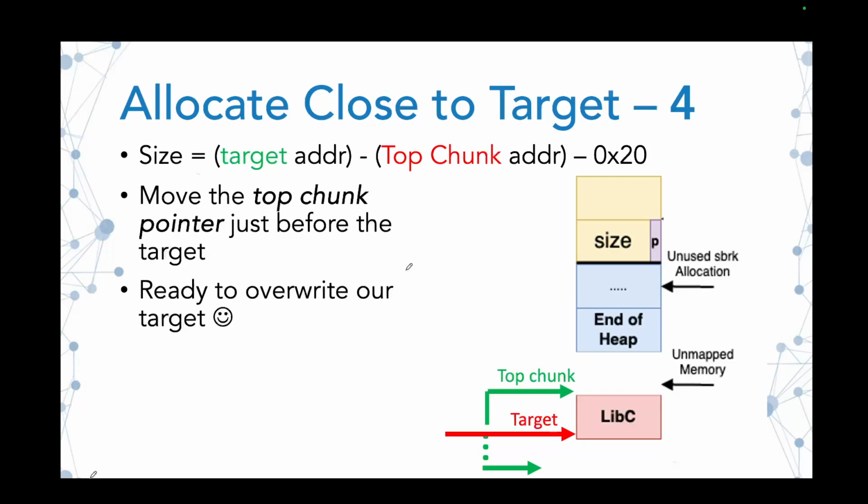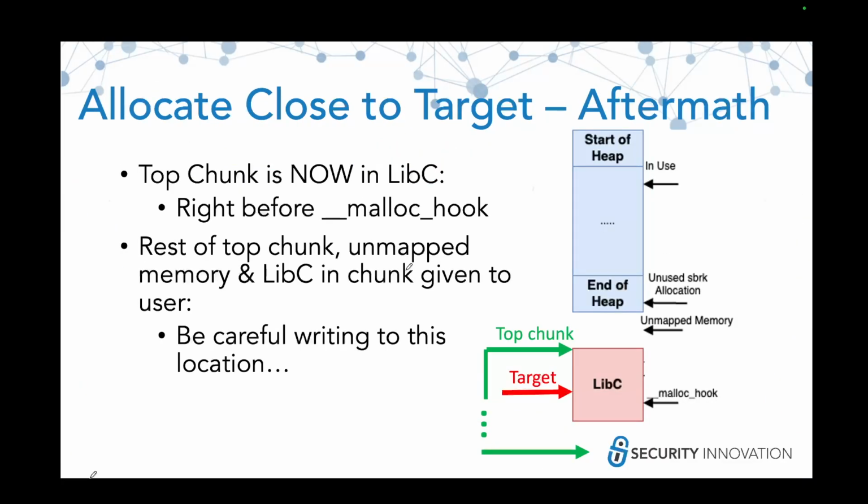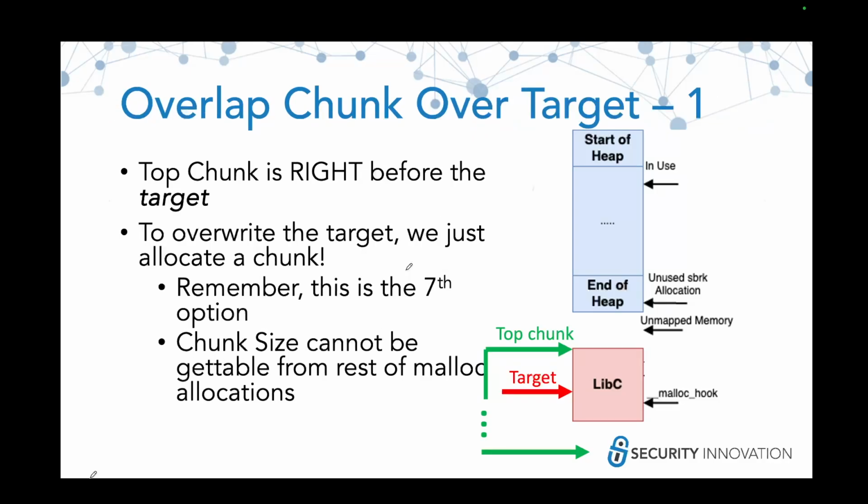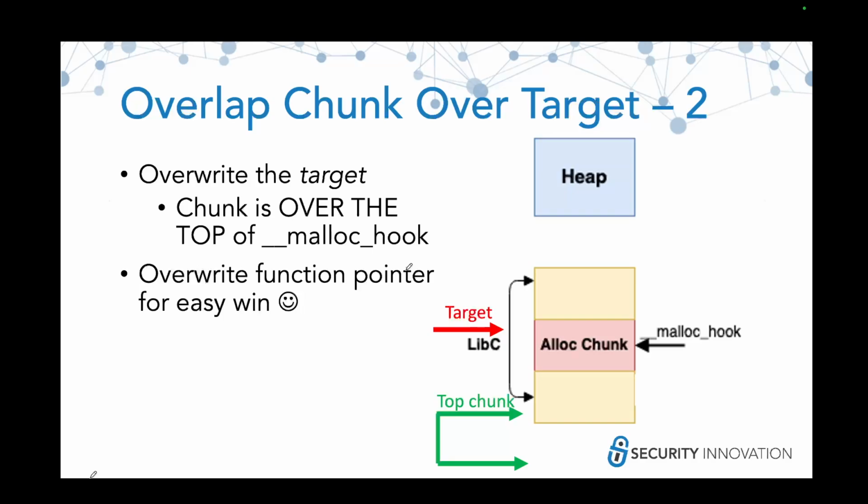So once we get it close to the target, our needle has now moved, and we're now ready to overwrite the target. Once we're at that point, we just do one more allocation of that particular chunk size, and it goes right over the top of it. The top chunk moves a little bit further, but we've already done our damage. We've allocated over the top of the malloc hook and can write a function pointer to that location.